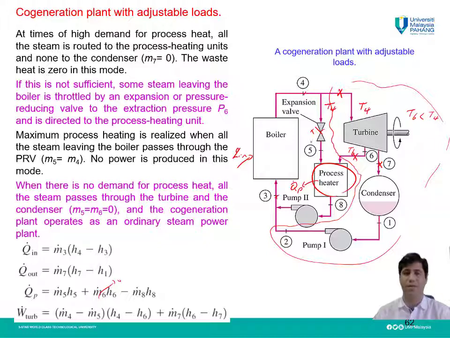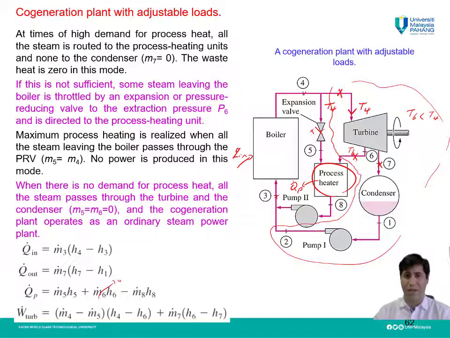But because sometimes we may have this branch open as well, then we should subtract this m dot 5 from the whole steam which comes out from the boiler. So m dot 4 minus m dot 5 times H4 minus H6. M dot 4 minus m dot 5 is the mass flow rate of the working fluid or steam which comes to the turbine.